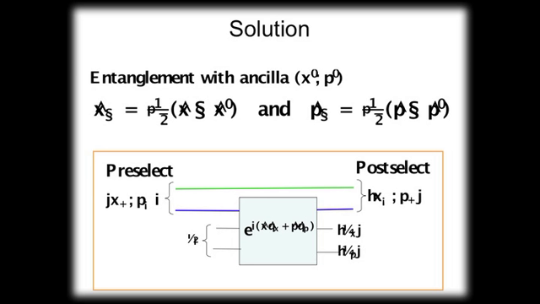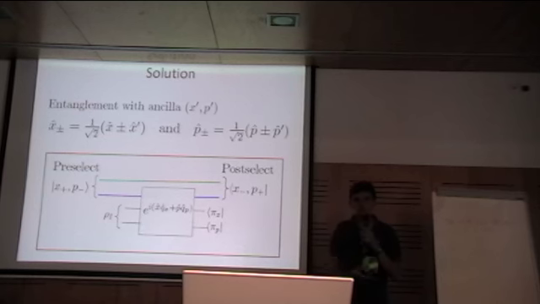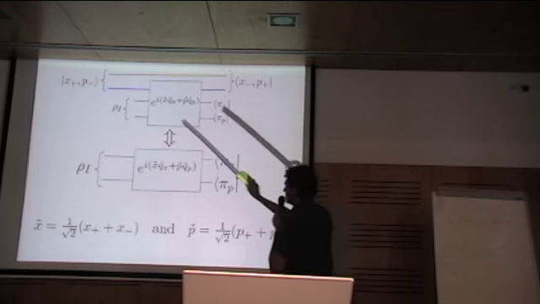And then for this combined system, he can define two collective variables. It's basically like a 45-degree rotation of the axes. These are two linear combinations, x plus and minus, p plus and minus. And then what he'll do is as follows. He will pre-select his combined system by making a measurement of x plus and p minus. And finally, his post-selection at the end, when he gets the system back, is to make a measurement of x minus and p plus.